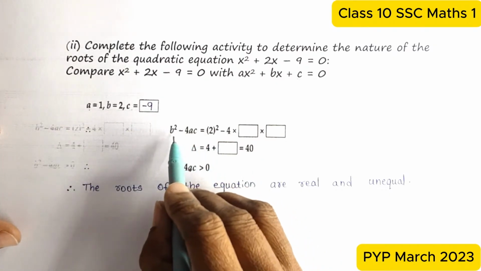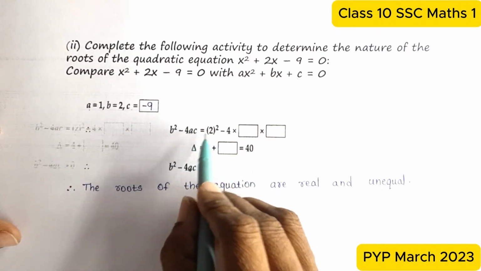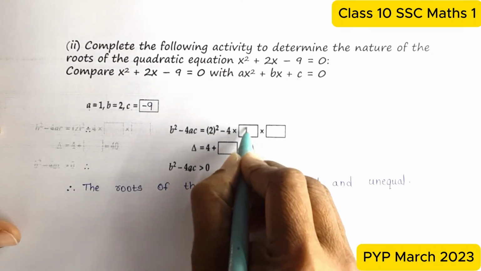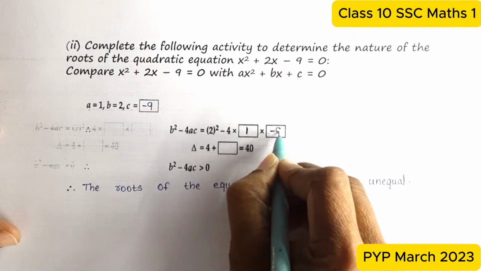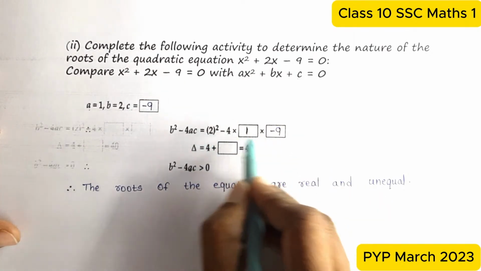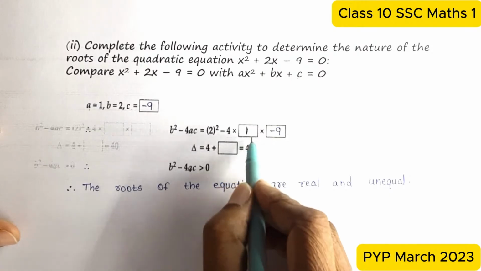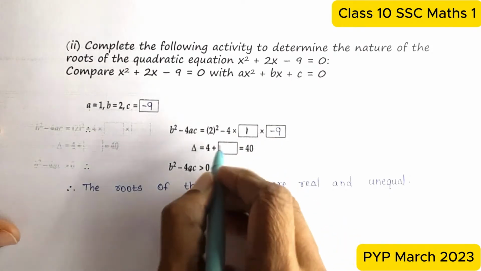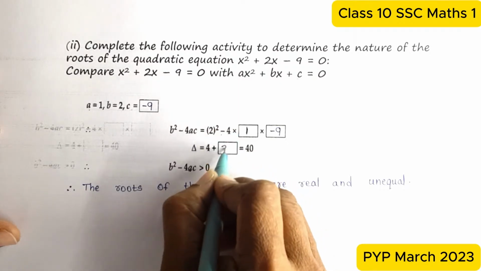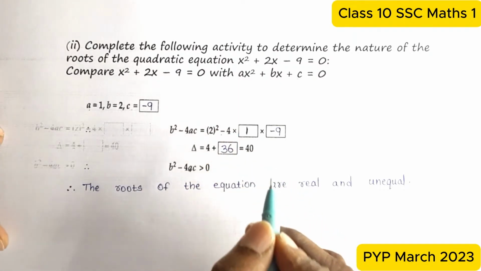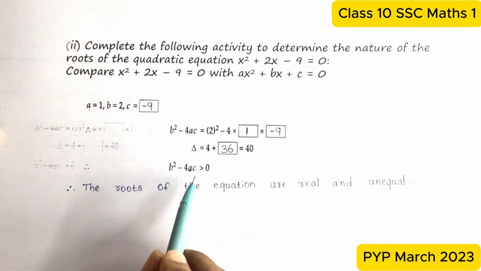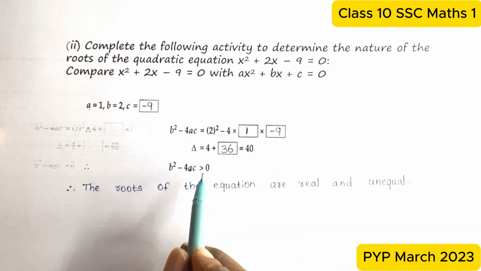Now here, students, b square minus 4ac is equal to square of 2 minus 4 multiply a, a means here 1 and c, that means here minus 9. Then here square of 2, that is 4, and the product of these 3. So 4 1s are 4, 4 minus 9s are minus 36, students. So here minus, then plus, and here we write only 36. So 4 plus 36 is equal to 40, and b square minus 4ac is greater than 0.